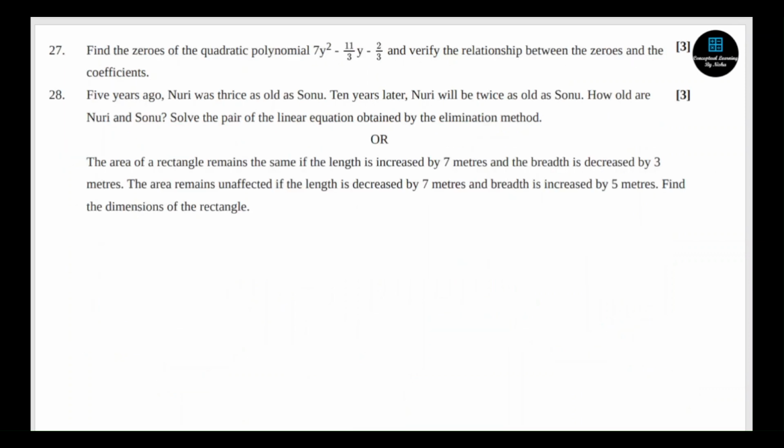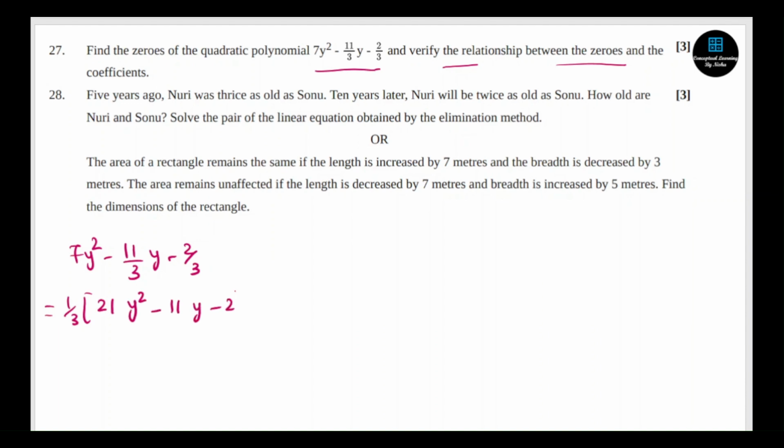So find the zeros of this quadratic polynomial and you have to verify the relationship between the zeros and the coefficients. Alright. So the polynomial is 7y square minus 11 over 3 y minus 2 upon 3. So what I'll do, I'll just take 1 over 3 common so that I'll get the simple values over here: 21y square minus 11y minus 2. And now I can factorize and I can find the answer. When I factorize this, I'm directly doing it, but you just split the middle term and do it.